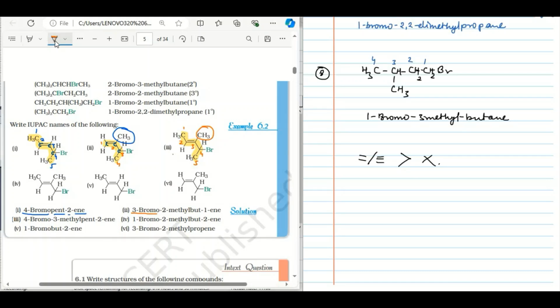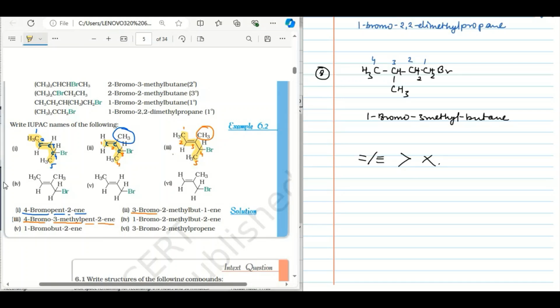So the name of this molecule will be 4-bromo-3-methyl. The parent is 5 carbon long, so pent, and the double bond is at the second carbon, so it will be 2-ene. So the name of this molecule will be 4-bromo-3-methylpent-2-ene. Now name the next molecule.